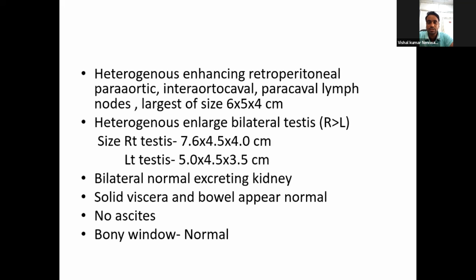If the remaining testis has ITGCN or GCNIS, then what would you do? Would you not do partial? No, sir. Then also do partial orchidectomy along with radiotherapy of the remaining field area, around 15 to 20 grays in divided doses, sir.